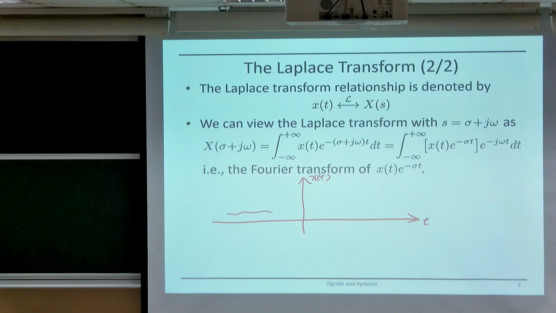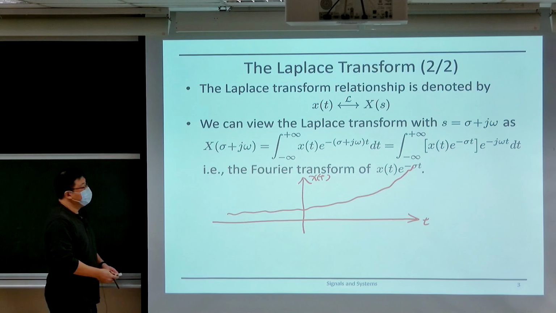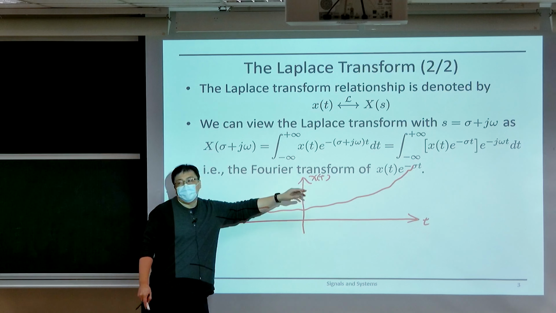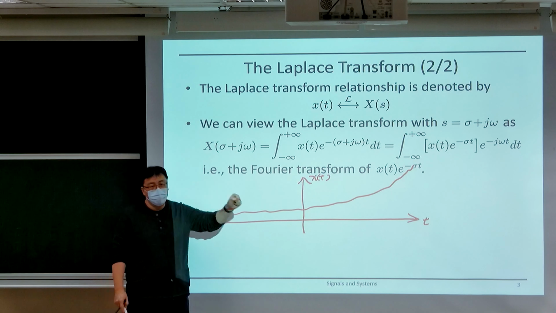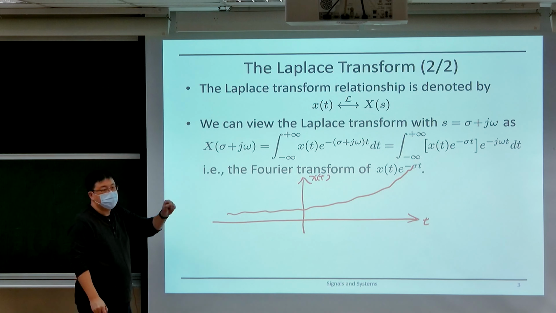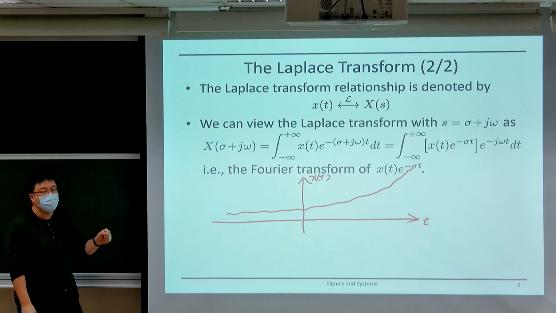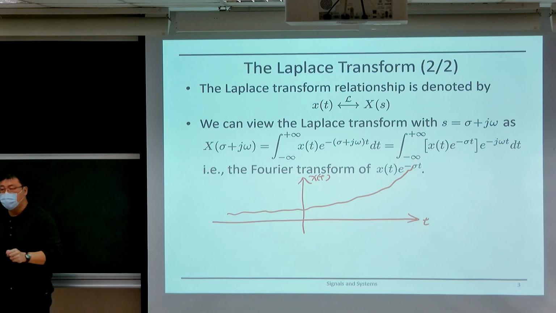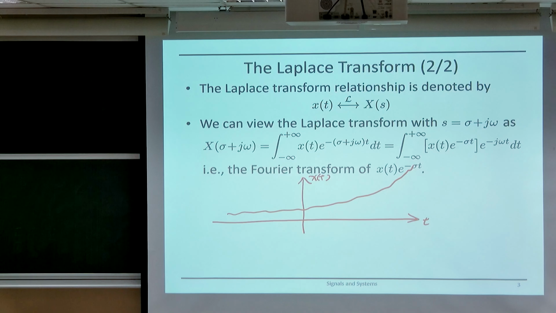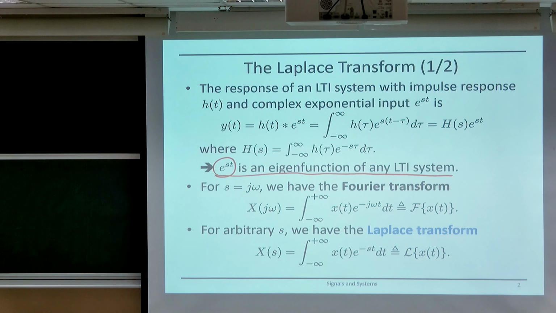So suppose your x of t looks something like this. If you recall, for x of t to have a Fourier transform, by the Dirichlet condition, x of t must be absolutely integrable. So for this Fourier transform to hold, this x of t must be absolutely integrable.